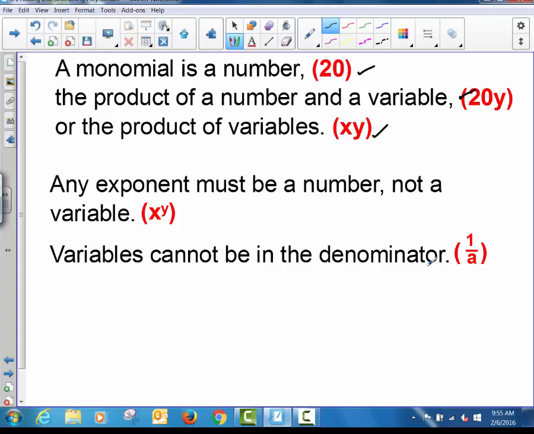You can't have a denominator of a variable, which means that if you've got a to the -3, that's not a monomial, because remember the negative exponent tells you to move this to the other side of the divisor line, so that would be 1 over a to the 3. And you can't have a variable in the denominator, so that means that this is not a monomial. Okay? 6 to the y is not a monomial. A to the y is not a monomial. Okay?